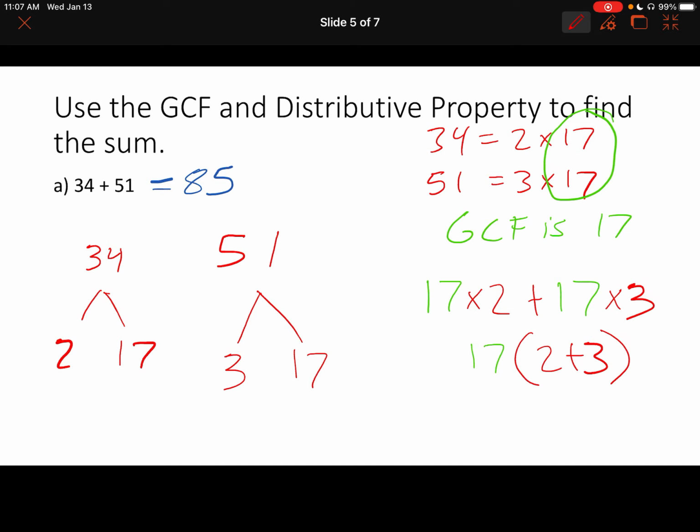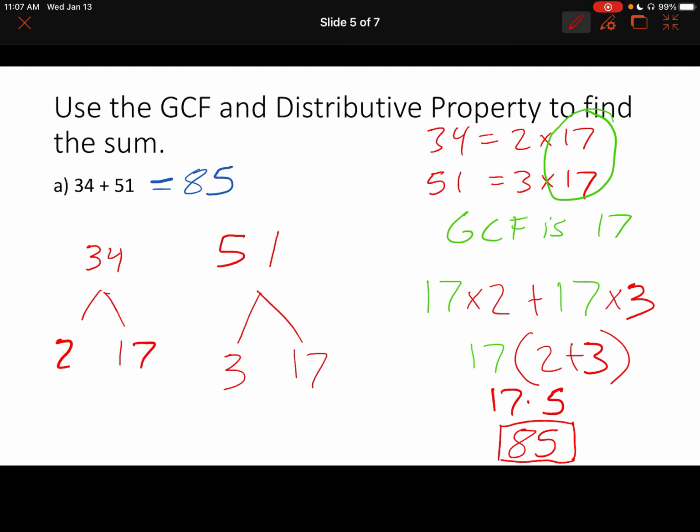Now, we were asked to find the sum though, so we can finish this problem off. Okay, working inside the parentheses first. 2 plus 3 is 5, and that's times 17. So I have 17 times 5, which is 85. And that matches what we originally got just by adding those two numbers up.